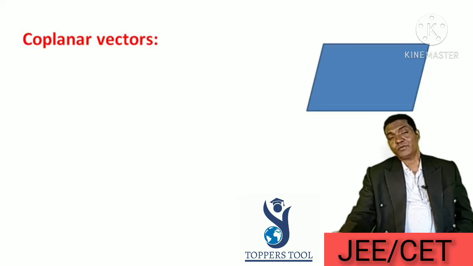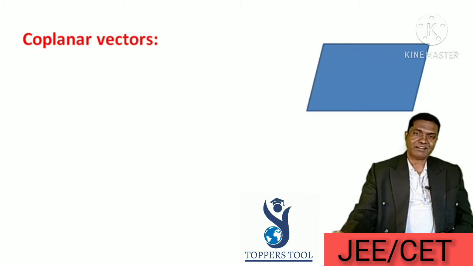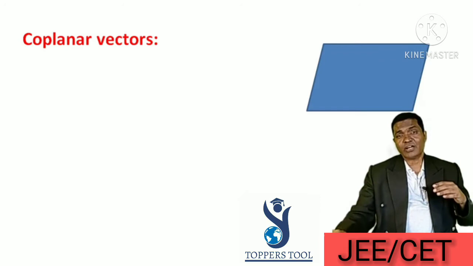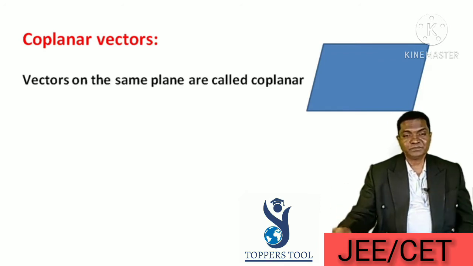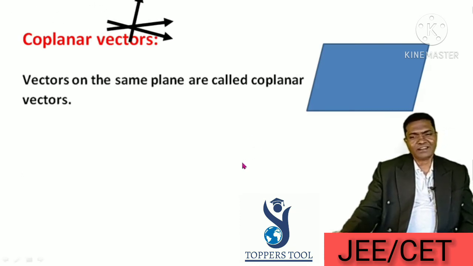Now we will move on to the important and last topic of this vector algebra, that is coplanar vectors. When do you say that three or more vectors are coplanar? Coplanar means the vectors which lie on the same plane. The vectors which are on the same plane are called coplanar vectors.